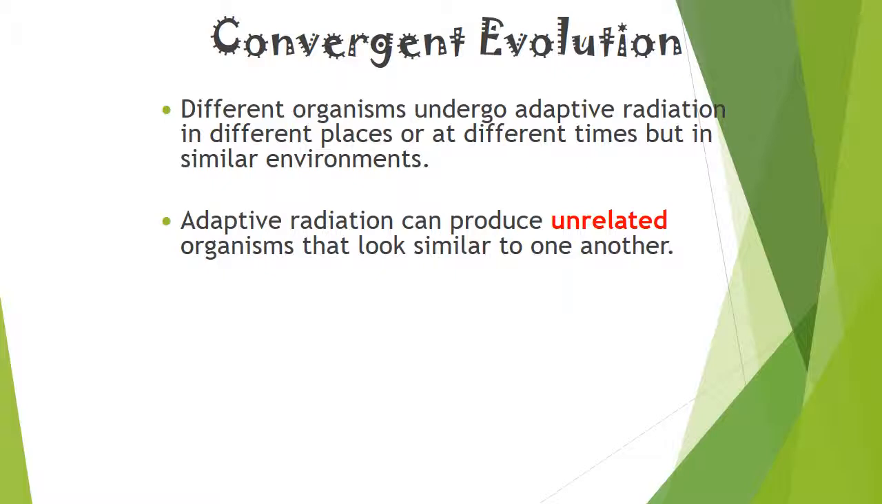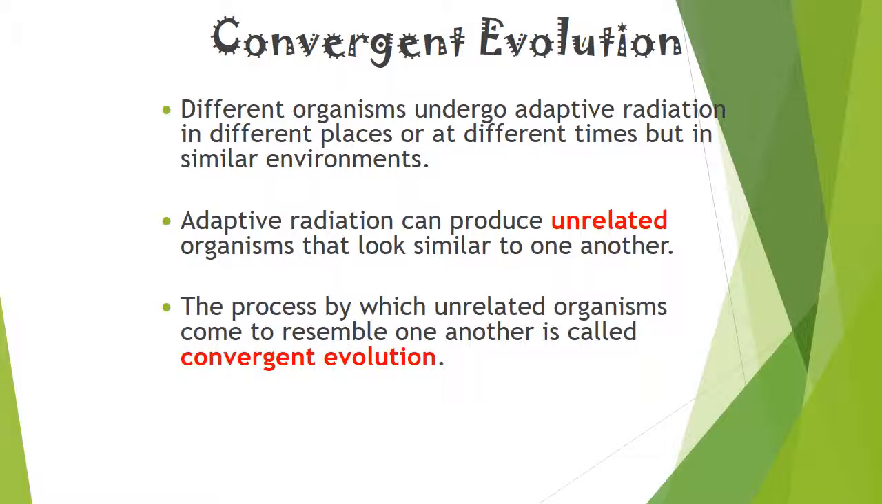So convergent evolution is a type of adaptive radiation, and this is when unrelated organisms look like each other. So they look similar, but they're not related to one another. You might want to jot that down as a little easier of a definition. So it's when two organisms are not related to each other, but could look similar. You might be thinking, what can I come up with as an example for this? We will talk about that in just a moment.